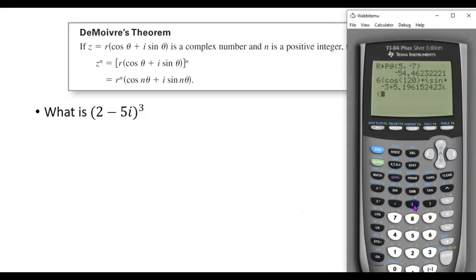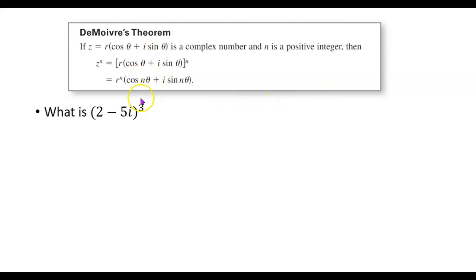Hey, calculator, what is 2 minus 5i raised to the third power? And the calculator tells me it's -142 plus 65i. But now let's do it with de Moivre's theorem.